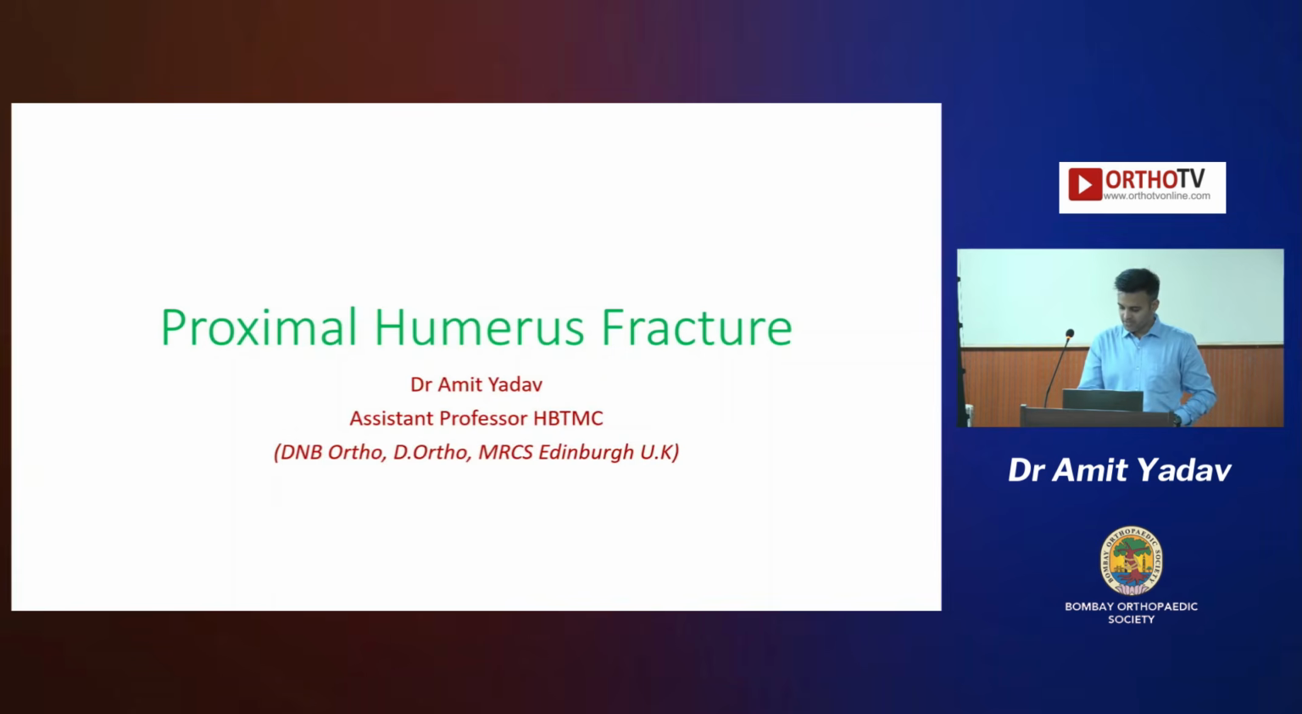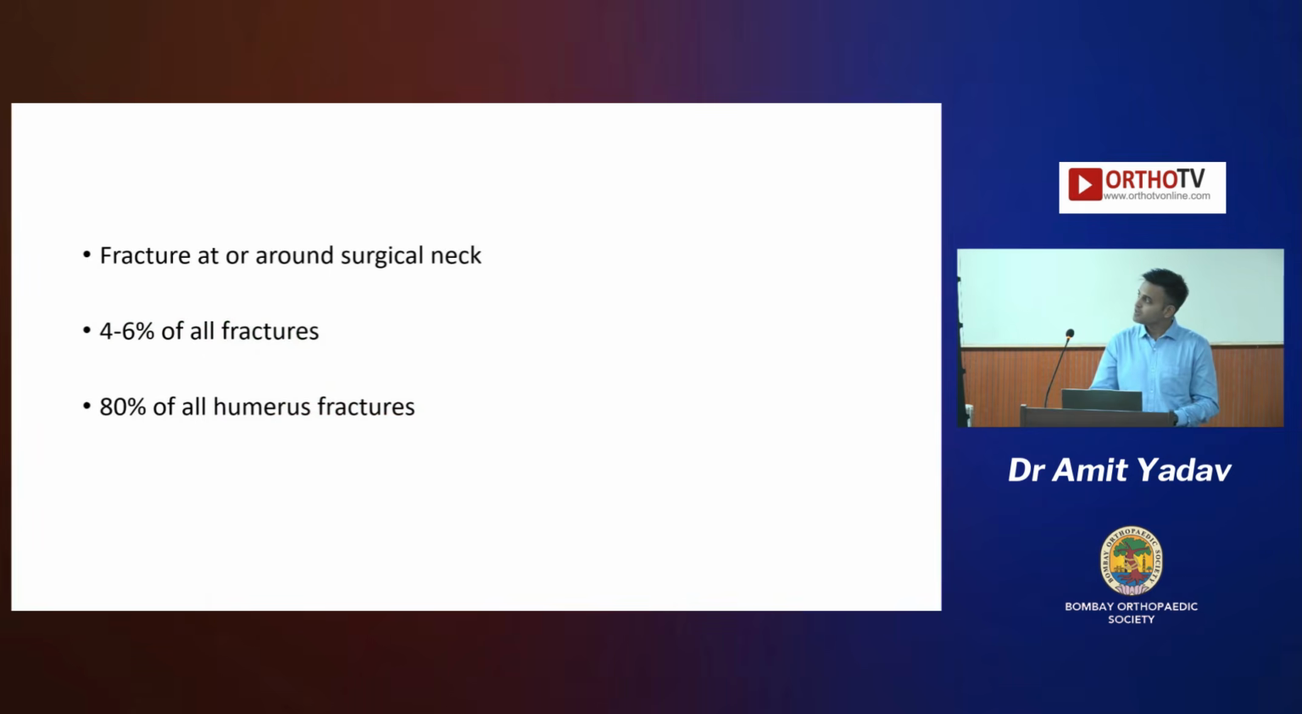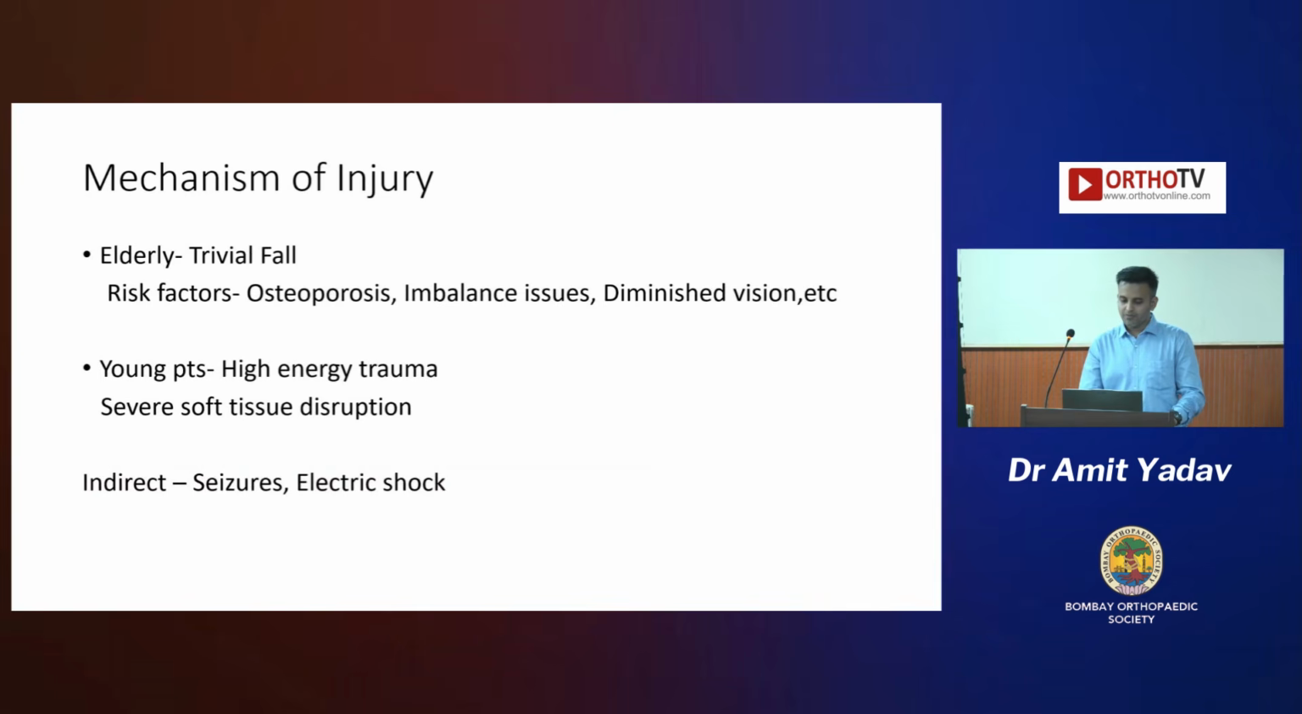this opportunity. I'll be talking on classification of proximal humerus fracture and the vascularity part of the proximal humerus fracture. So they are called proximal humerus fractures at around the surgical neck. Around 4 to 6% of all the fractures, and about 80% of all the humerus fractures are proximal humerus fractures. The mechanism of injury is usually in elderly. It is usually a trivial fall.